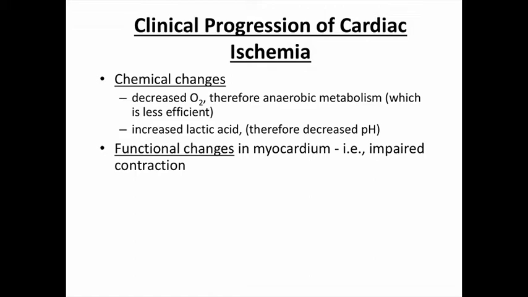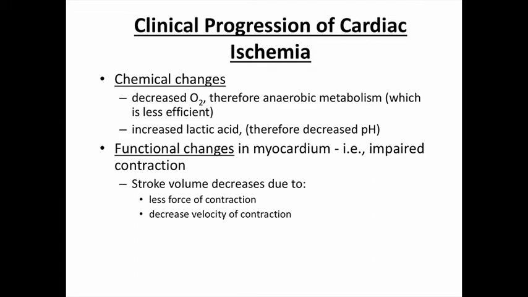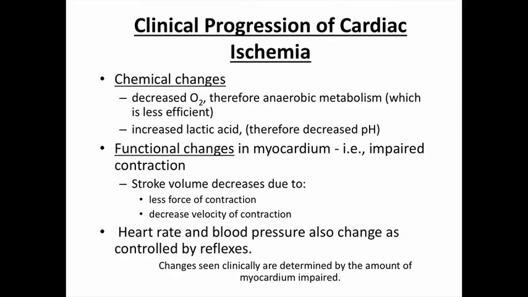How that's going to relate functionally is this decrease in oxygen, which shifts us to anaerobic metabolism, which decreases our ability to efficiently produce adequate amounts of ATP in order to maintain the job that the heart has to do. What that ultimately looks like in terms of functional changes is impaired contraction. So that would then lead to a stroke volume decrease because the heart is beating with both less force and also a lower velocity of contraction. So not quite as fast and also with less force. And that equates to less blood being ejected per beat, which is of course what stroke volume is.